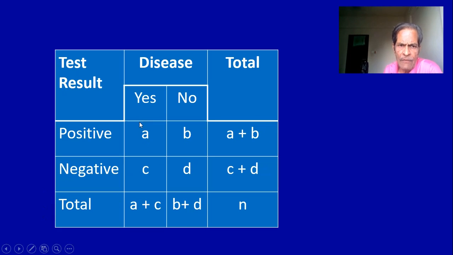So A are the true positives and D are the true negatives, and these are the false negatives and these are the false positive individuals, and N is the total number of the individuals selected for the study on whom the test has been carried out. Both the tests have been carried out in N number of individuals.